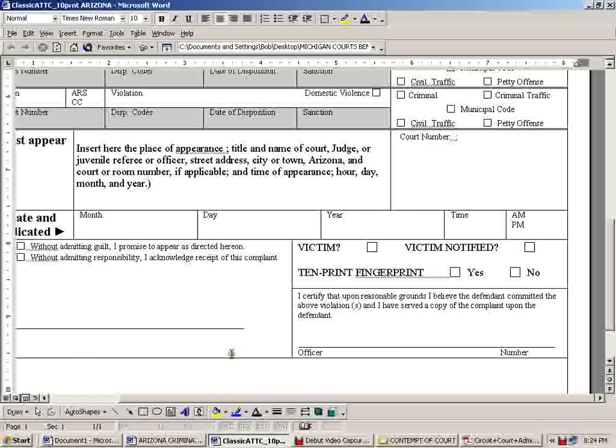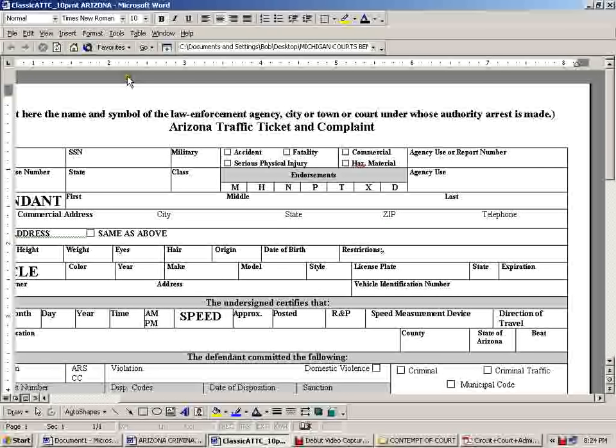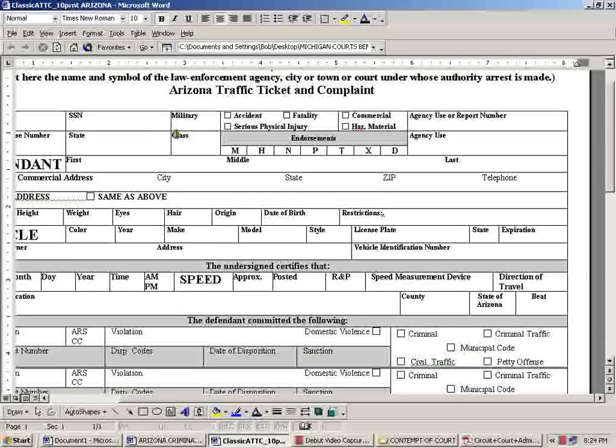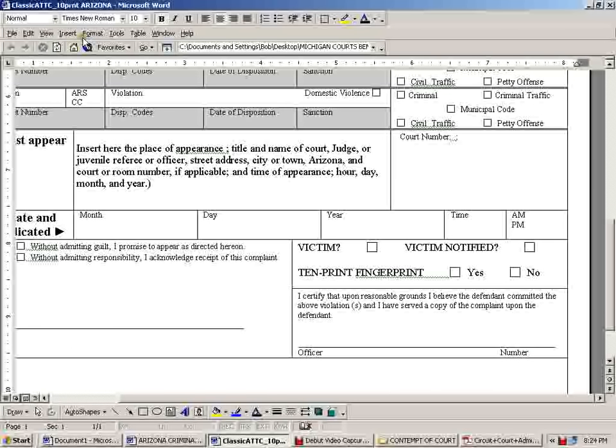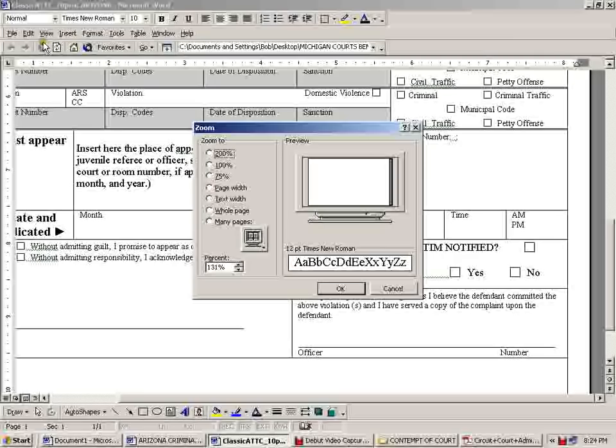Because this is, anybody on your, this Arizona traffic ticket and complaint. If you got a traffic ticket, look at the top of it, see what the name of it is, Google it, and start looking for information on it. Okay? So, Arizona traffic ticket and complaint. And when you look at what it says here, how do I make this bigger? Zoom.